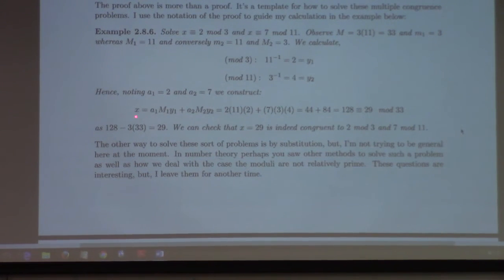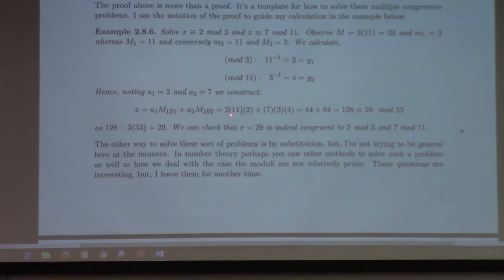So then put it together. I used the proof, which said I should construct the solution like that. So here my a sub 1 is 2, my m sub 1 is 11, and my y1, the multiplicative inverse of m1, was 2. And then I've got 7 for a2. I've got my m sub 2 of 3, and my inverse of m sub 2 mod 11 was, my inverse of 3. Yeah, it's correct as it's written. Sorry, words.